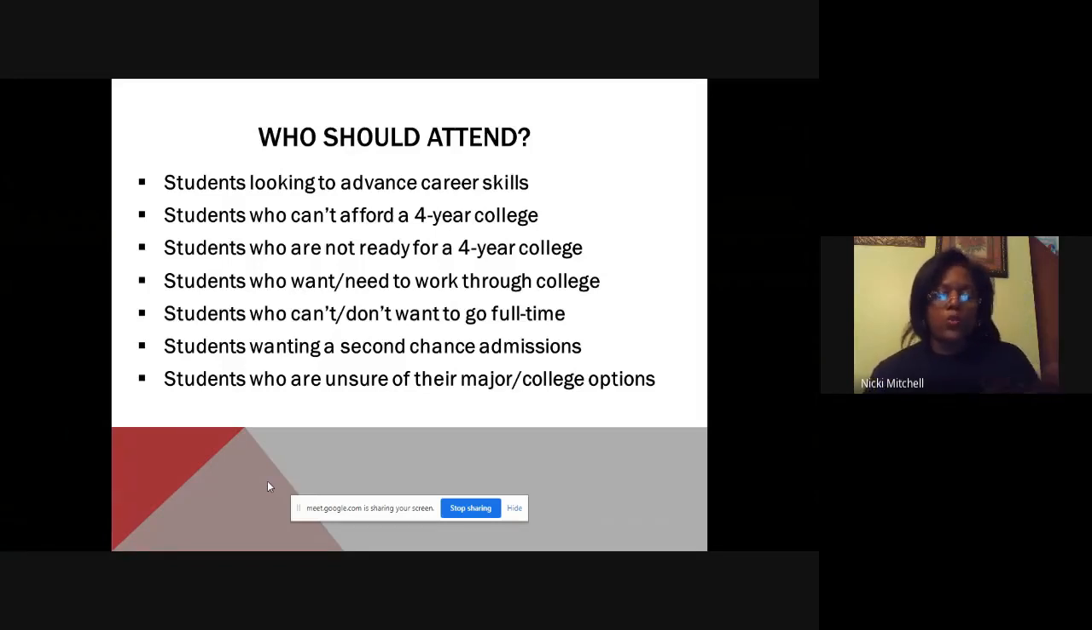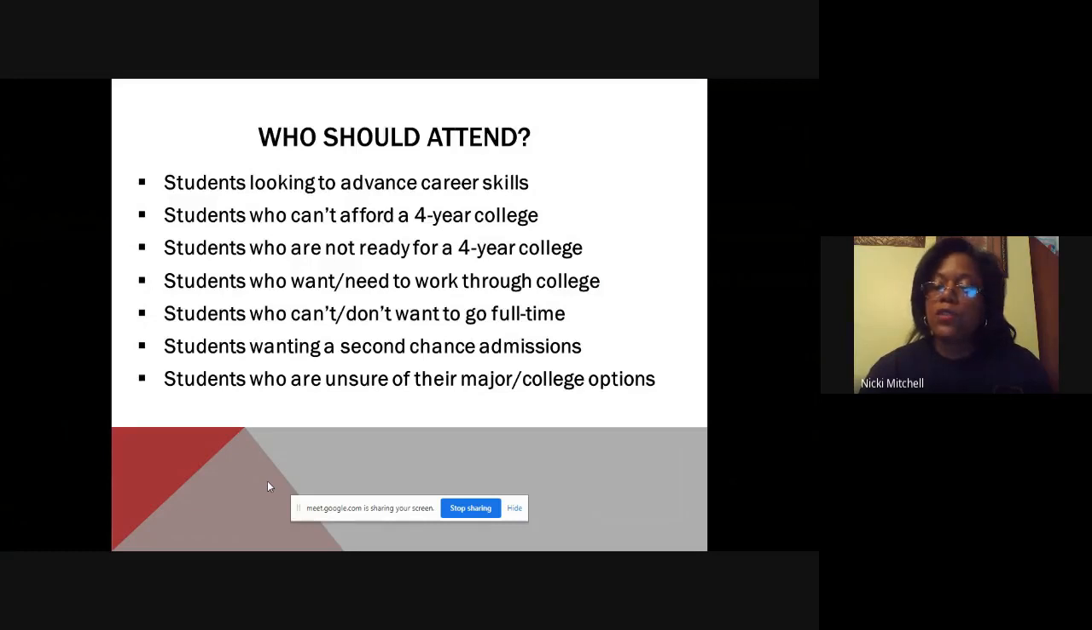Let's talk about who, and some of that's already been addressed, because again, students who are looking for a financial break and not wanting to spend a ton of money up front definitely are students who should consider attending a community college. But some other things about who should attend: students who are looking to advance their career skills.